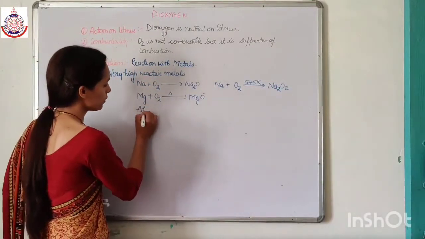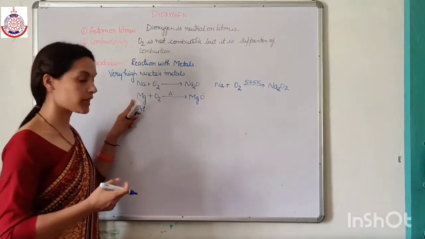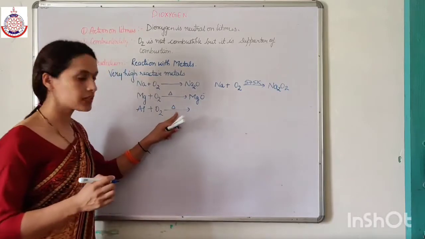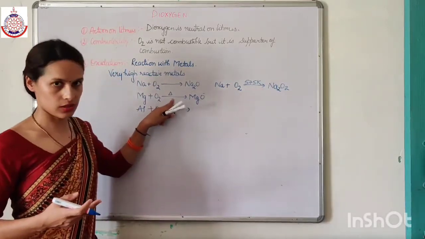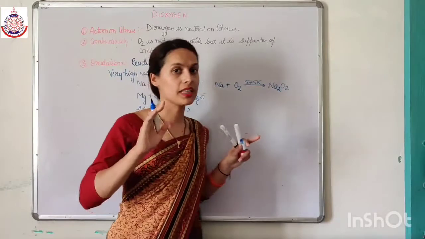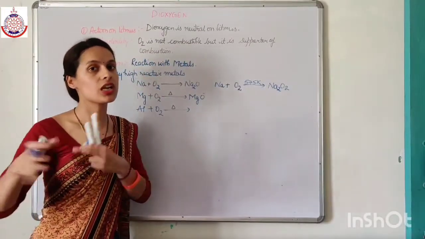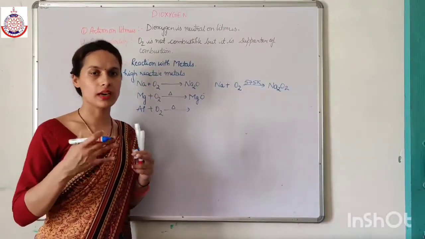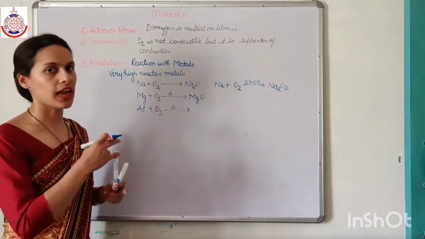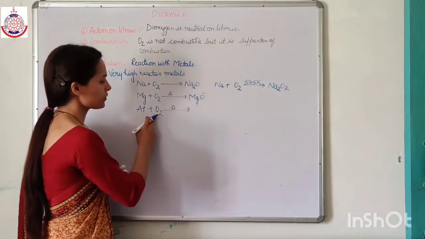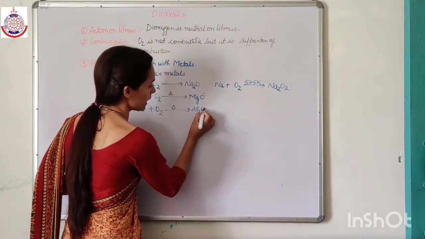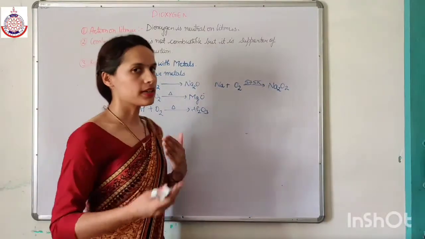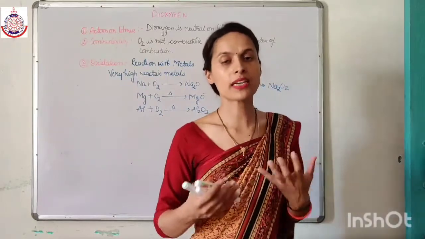And aluminium, which is less reactive than magnesium, reacts with oxygen on heating. Here the heating should be greater than that for magnesium. But keep in mind that we require only the initial heating. Later the reaction will carry on by its own because the reaction is exothermic. So Al reacts with O2 on heating to form Al2O3. In this way, dioxygen reacts with metals to form the respective oxides.